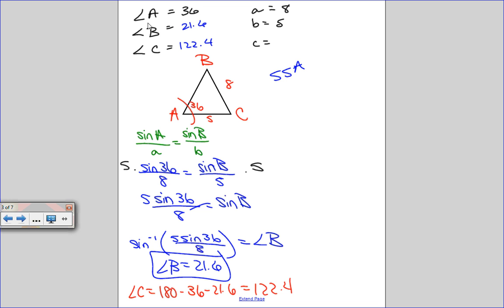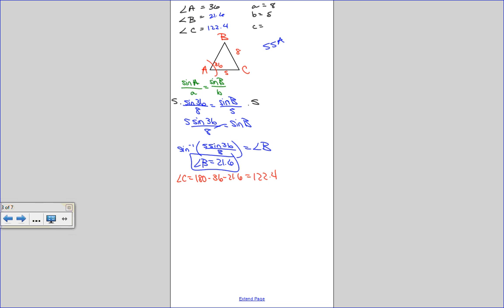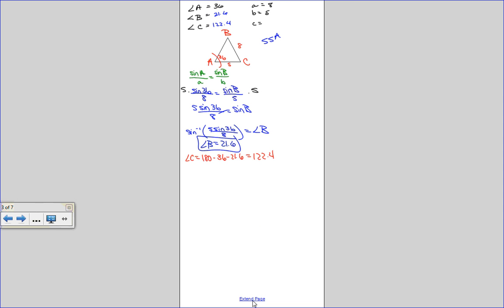So the only way I can find C is by doing the law of sines yet again, correct? So I go back to the previous information that I was given. I always use my given information. Why? Because I know my given information is right. If I use something else, then I may jack up my problem.